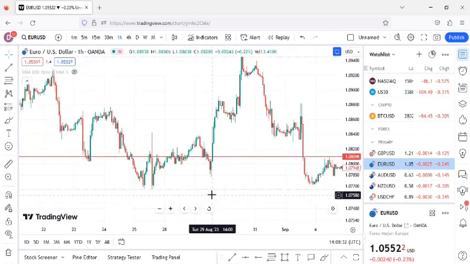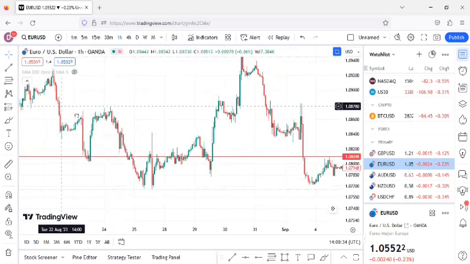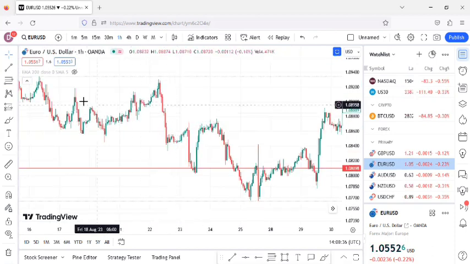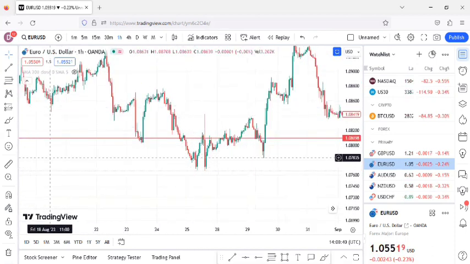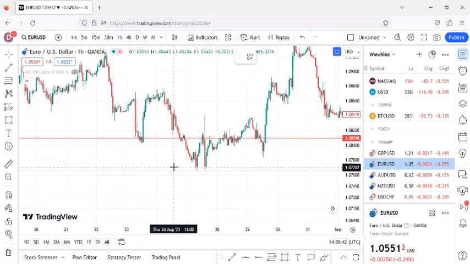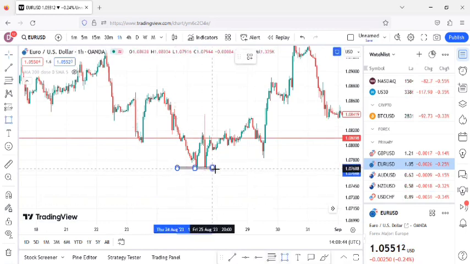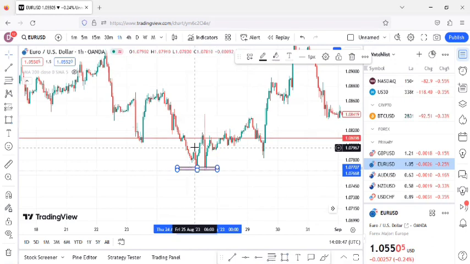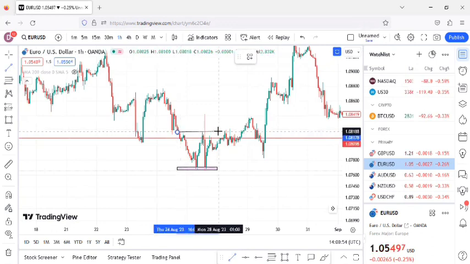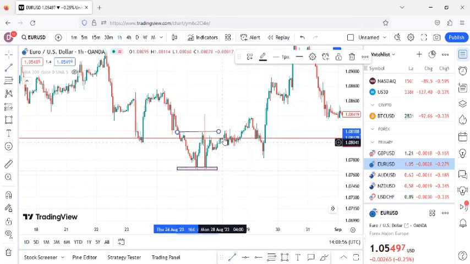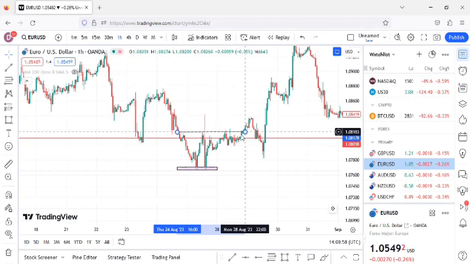Now, this is an example of a double bottom. Where did you see it? In a downtrend. What do you have here? A double bottom coming from a downtrend, and this is your neckline. What happened after the neckline break?